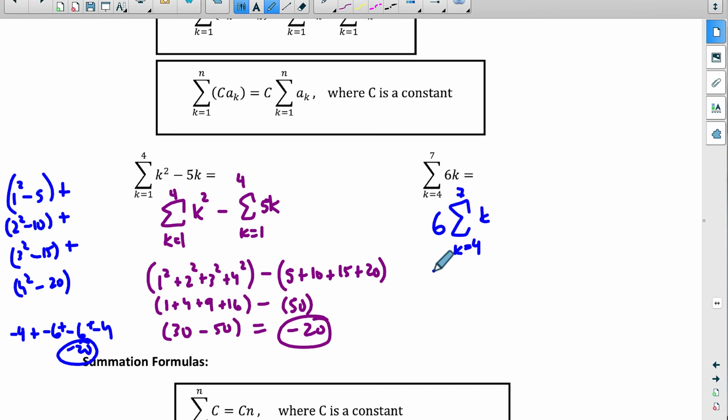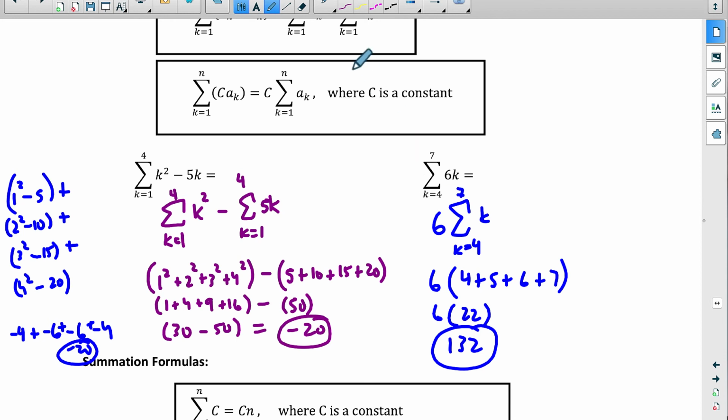So how would I do that? Well, I'm going 6 times whatever I do next. I put 4 in there, plus I put 5 in there, plus I put 6 in there, plus I put 7 in there, and that's the end. So 6 times, 4 plus 6 is 10, plus 5 is 15, plus 7 is 22, and when you multiply that, you get 132. Again, not necessary.